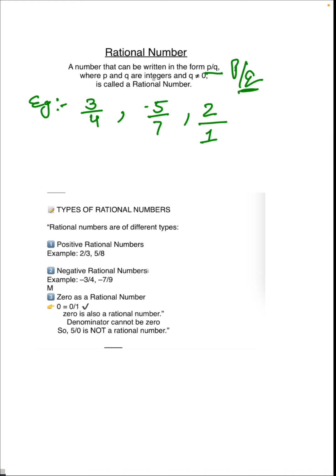So let's continue and now study the types of rational numbers. Rational numbers are of different types: positive, negative and 0. First is the positive rational number. What is a positive rational number? We will see an example, 2 over 3. It is a positive rational number. Negative rational number: when there is a negative sign on any integer, it is a negative rational number.